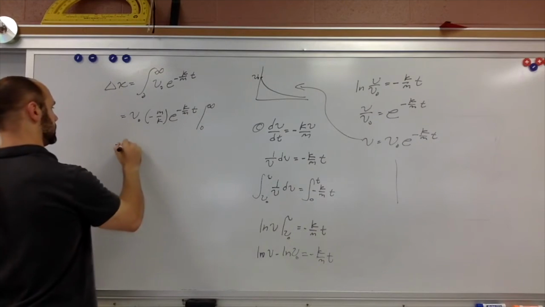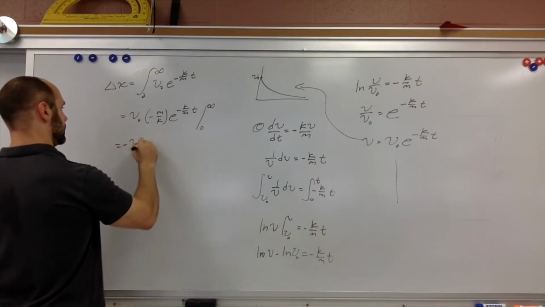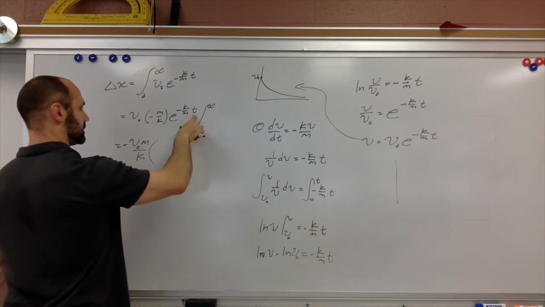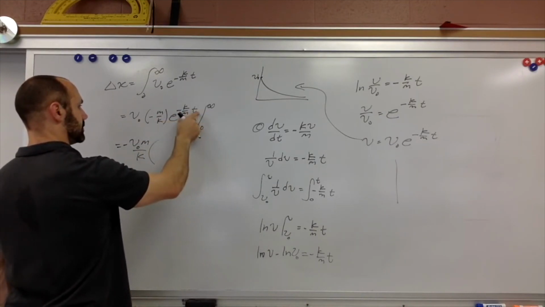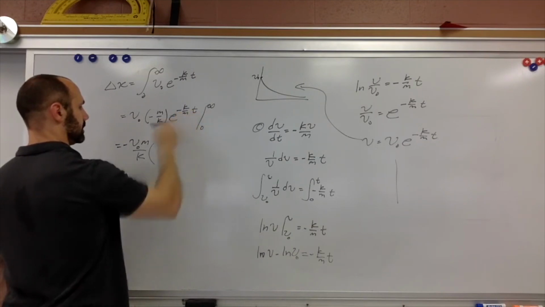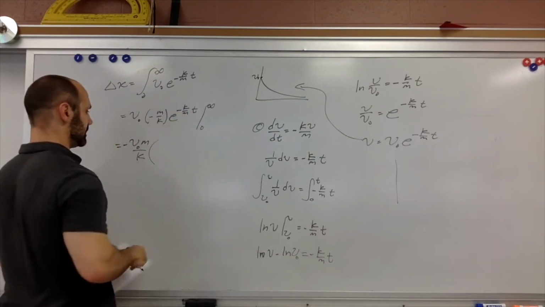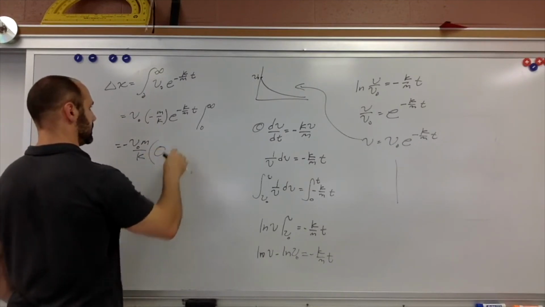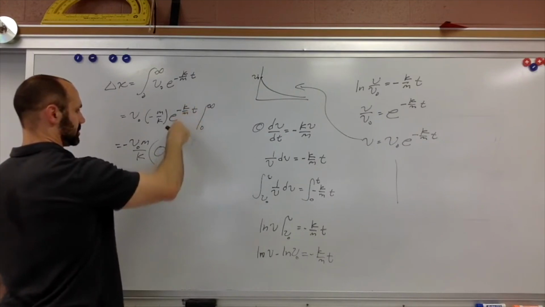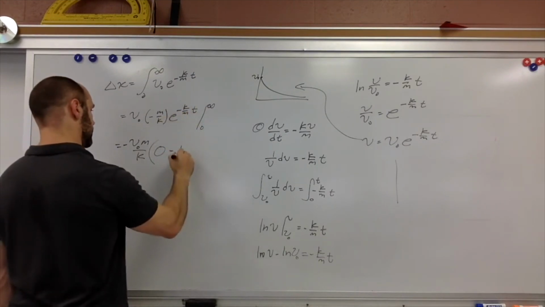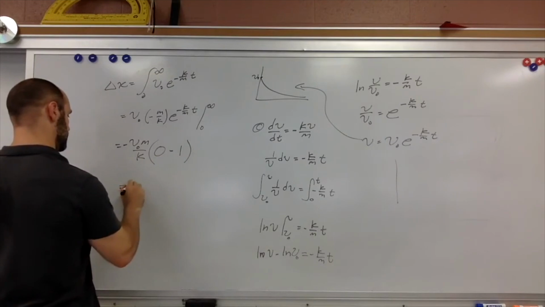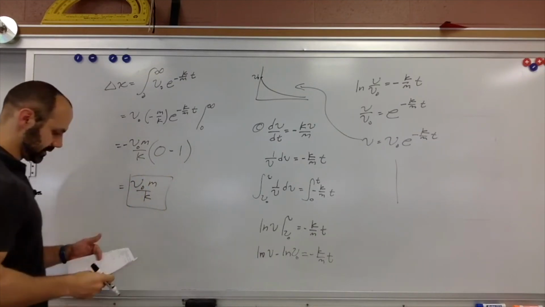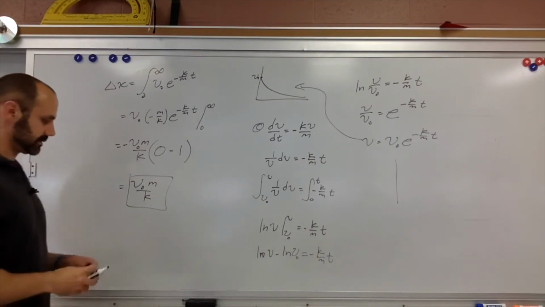So let me pull this out. Negative v naught m over k. And now if I plug infinity into this, then this whole thing goes to e to the negative infinity, which is just 0. Right, this goes to 0, because it's getting smaller and smaller. If I plug 0 into that, I get 1. So I get negative 1, so it's just v naught m over k. That's the total distance that it travels.